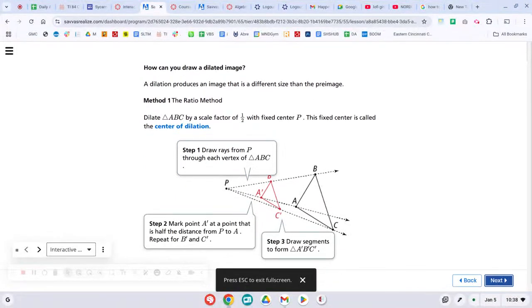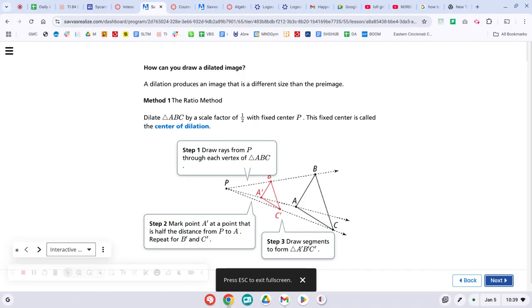So it's important to know that when you multiply something by a number that's positive but less than 1, what happens to that thing? It gets smaller. If you multiply something by a half, it gets smaller. So here you'll notice that our black triangle ABC has gotten smaller to get to A prime, B prime, C prime. Let's look at how we do that.